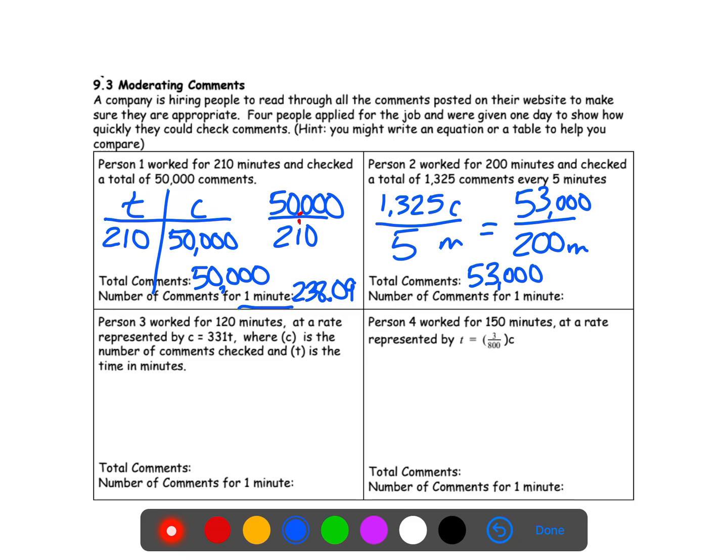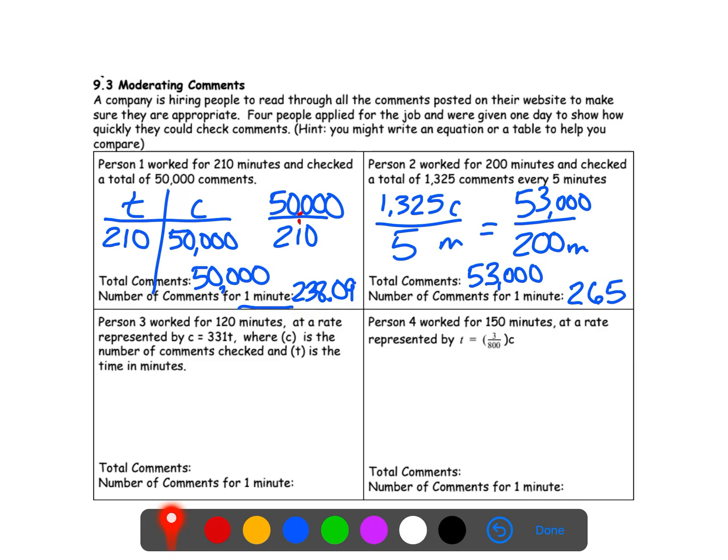And the number of comments per minute, now honestly, I could use either ratio to find this. I could divide 1,325 by 5 or 53,000 by 200 because they are both equivalent. And this is a constant speed that we're finding. So either is going to give me the same unit rate, and that unit rate would be 265 comments every minute. All right, let's continue.